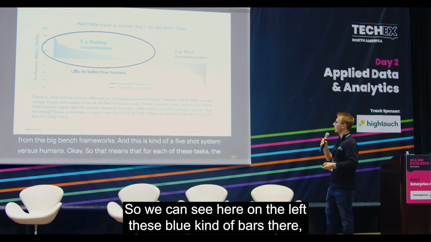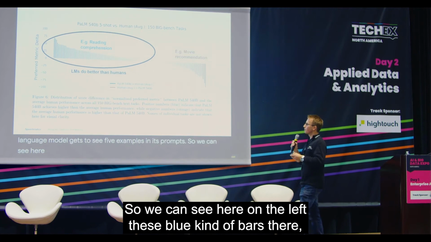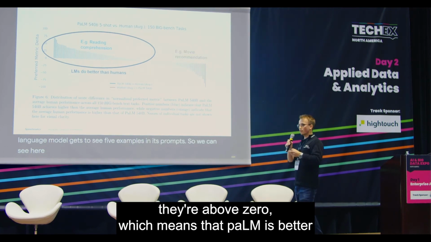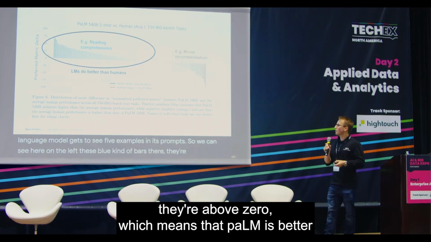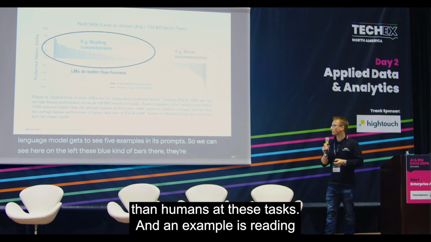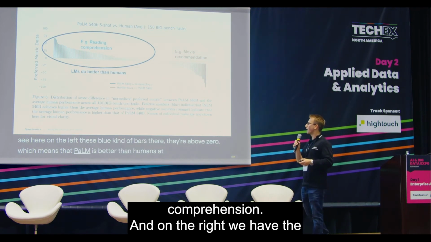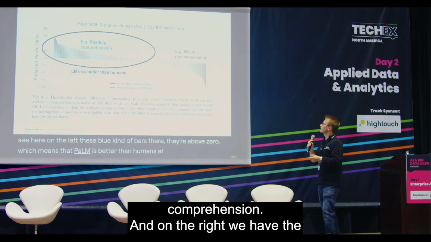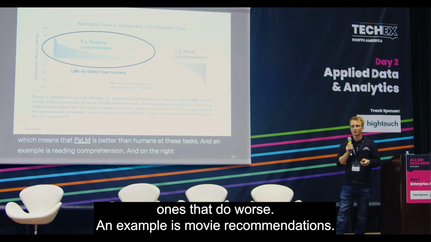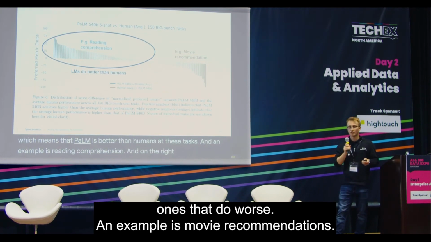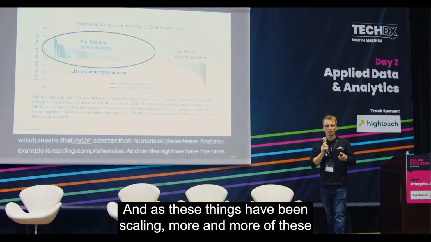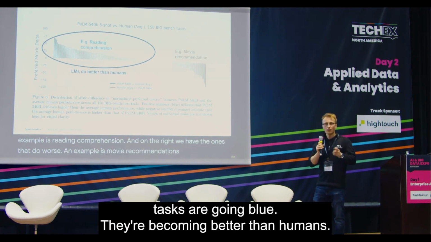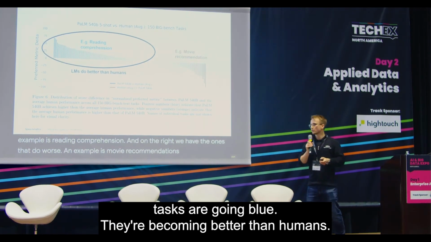We can see here on the left, these blue bars are above 0, which means that PaLM is better than humans at these tasks. An example is reading comprehension. And on the right, we have the ones that do worse. An example is movie recommendations. And as these things have been scaling, more and more of these tasks are going blue. They're becoming better than humans.